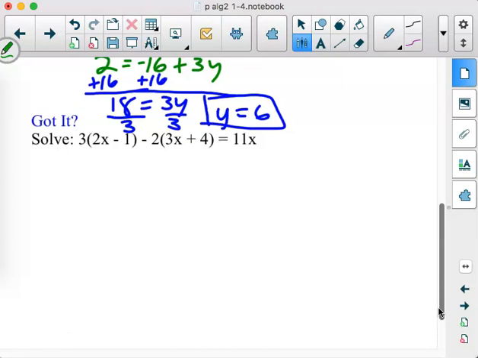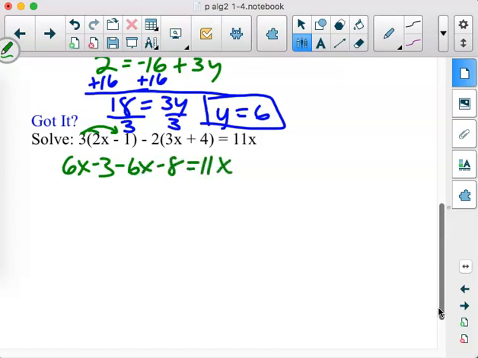Now that you've given this your own good old college try, notice that we have parentheses in here still, so that's not simplified. I have to distribute the 3 to both of the things in the parentheses, 6x minus 3. Then I get stopped again. There's another set of parentheses, so I have to distribute the negative 2.